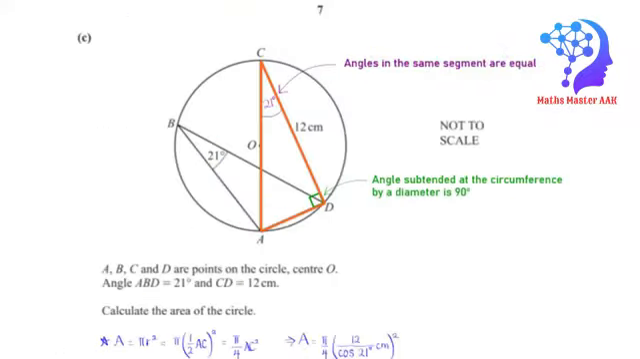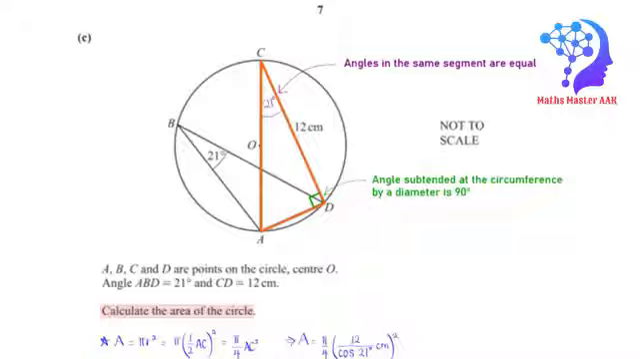A, B, C, and D are points on the circle center O. Angle ABD is 21 degrees and CD is equal to 12 centimeters. Calculate the area of the circle. We know the formula for finding the area of a circle, which is pi r squared or pi d squared over 4, where d is the diameter of the circle. In this case, the diameter is AC, and so we have pi times AC squared divided by 4.